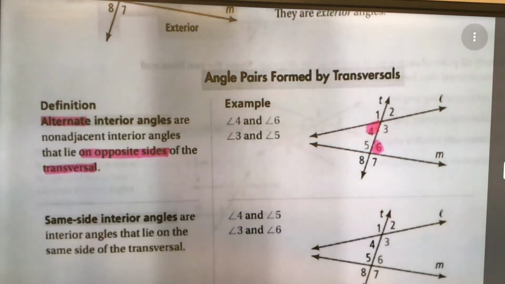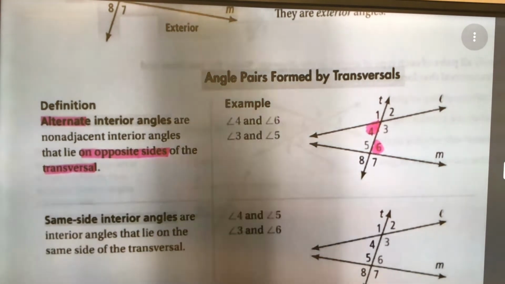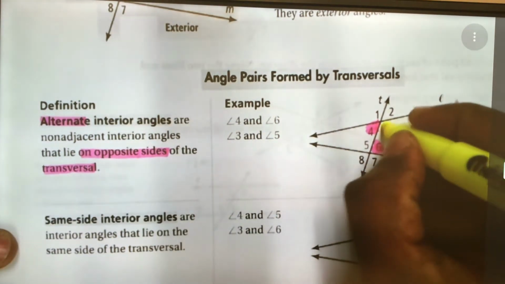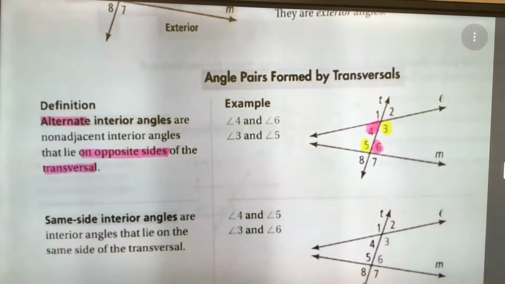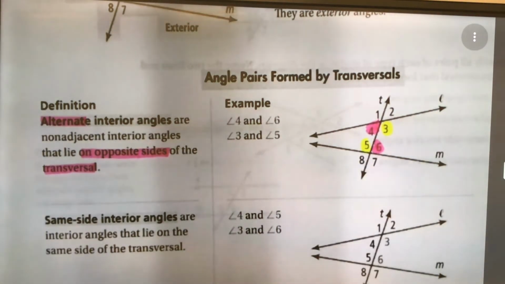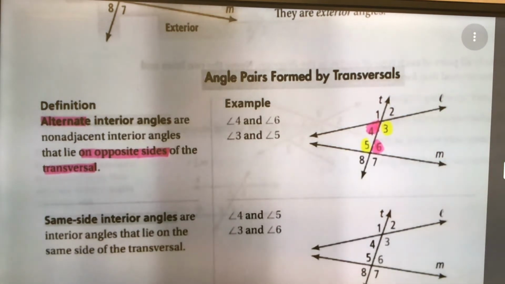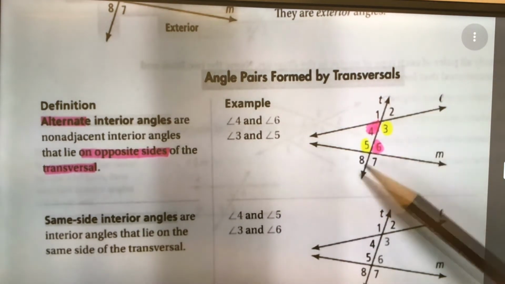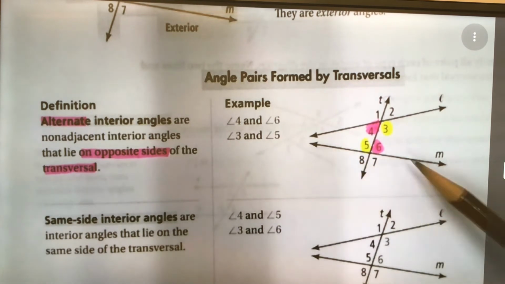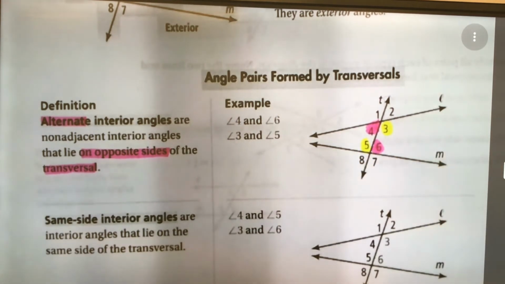In the same way, angle 3 and angle 5 are also alternate interior because they are on both sides of the transversal line. At the same time they are inside the two lines. So they are alternate interior.